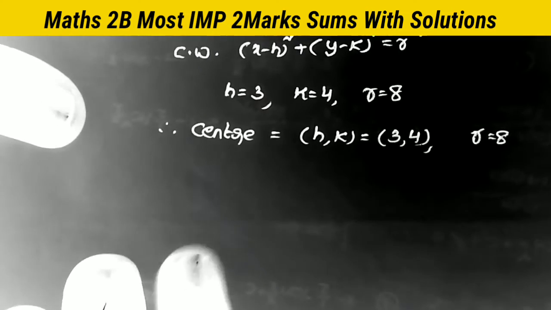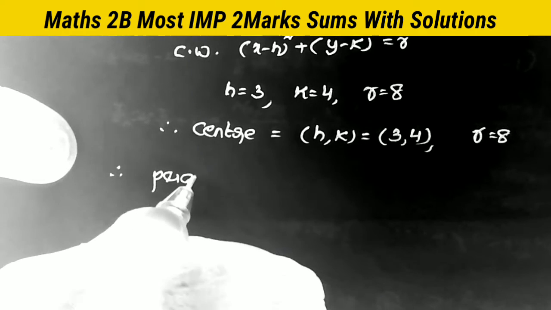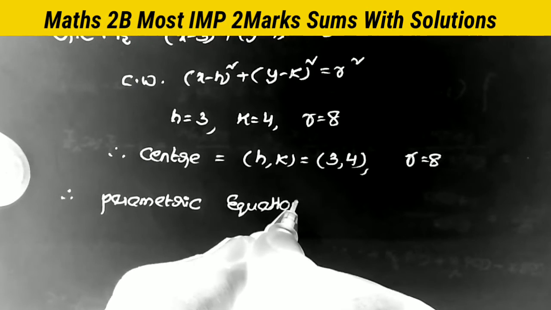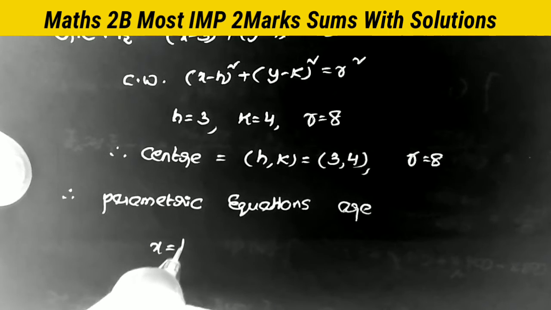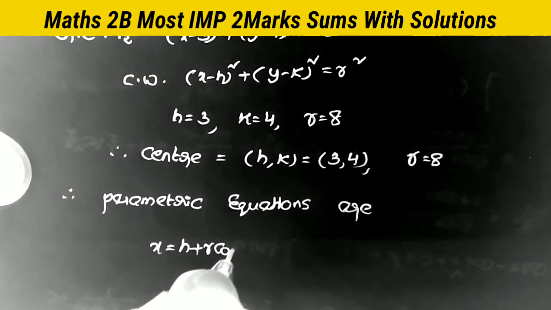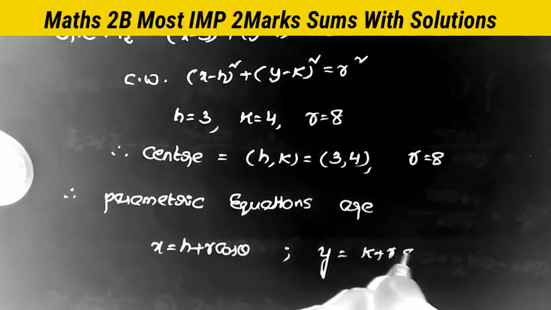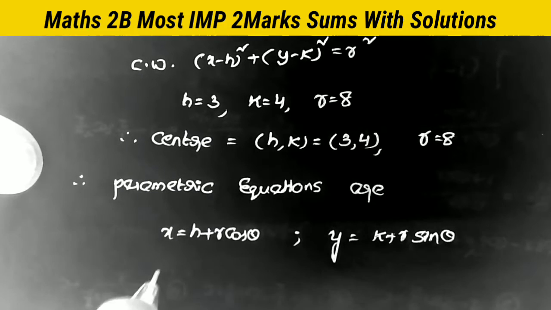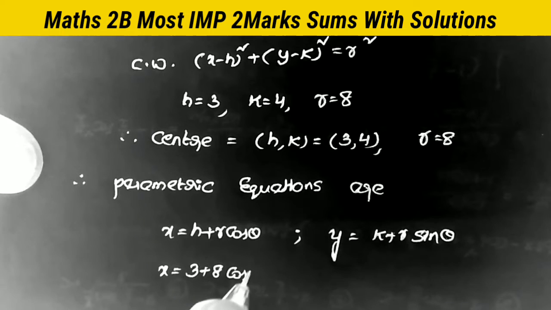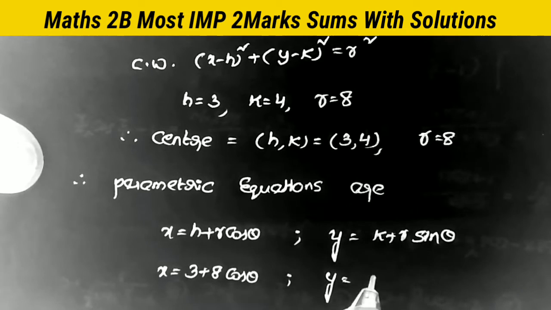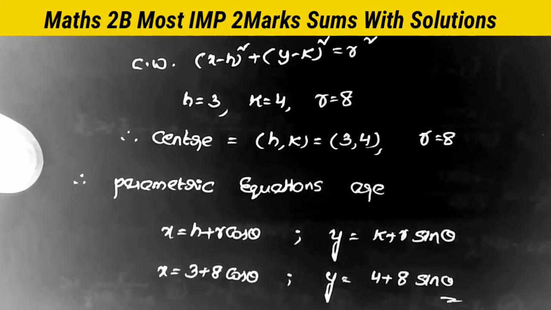Now writing the parametric equations formula and replacing the values. In the given question we directly have the values of center and radius. Therefore, the parametric equations are, what is the formula? x is equal to h plus r cos theta and y is equal to k plus r sin theta. Now replacing the values, x is equal to h value 3 plus r value 8 cos theta, that is 3 plus 8 cos theta, and y is equal to 4 plus 8 sin theta. That's all. This is the answer.